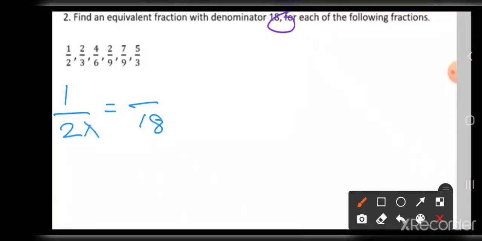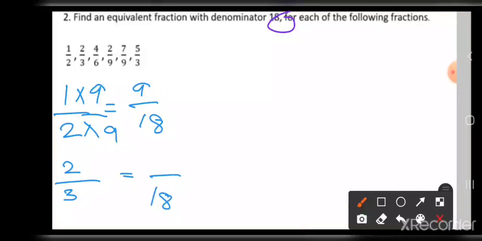If we multiply 2 by 9, the answer will be 18. 2 nines are 18. If we multiply the denominator, we have to multiply the numerator also. 9 ones are 9. Question number 2. 2 upon 3 is equal to dash upon 18. Three multiplied by 6 is equal to 18. Multiply the numerator also. 6 twos are 12.